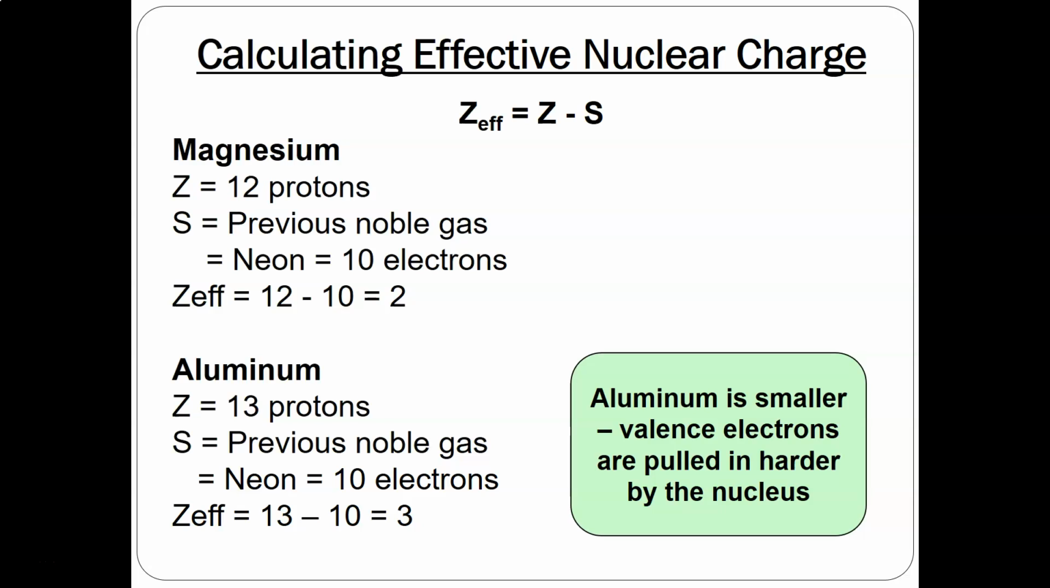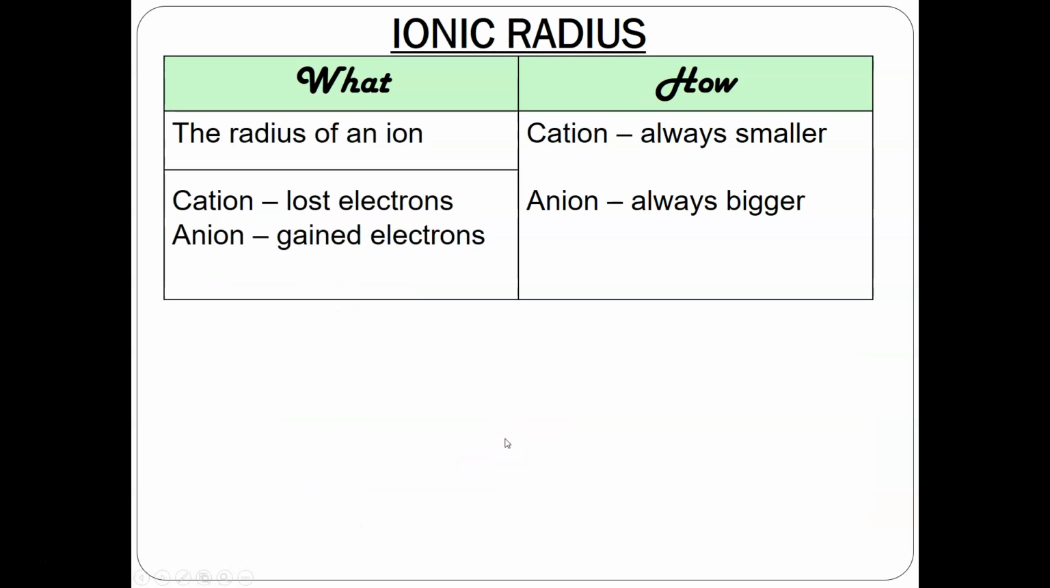You cannot use a Zeff calculation as your only explanation as to why something is bigger or smaller. You do need to explain the concept of effective nuclear charge. You can't just throw out a number and say Z equals 3, right? So be a little bit careful that you don't rely on this as your only piece of explaining, okay? All right, let's move on.